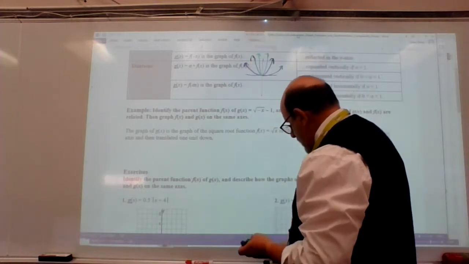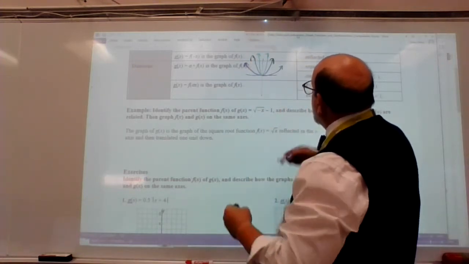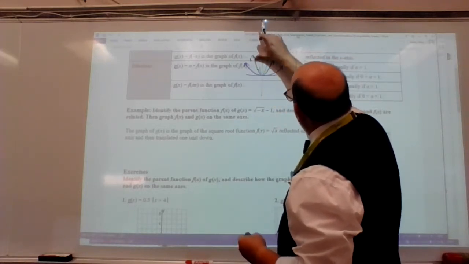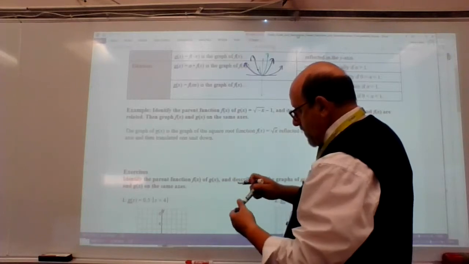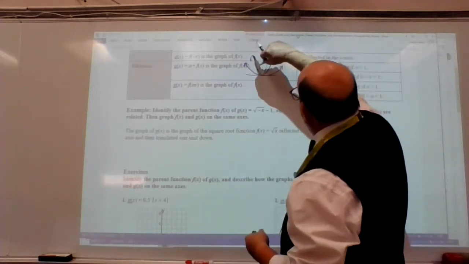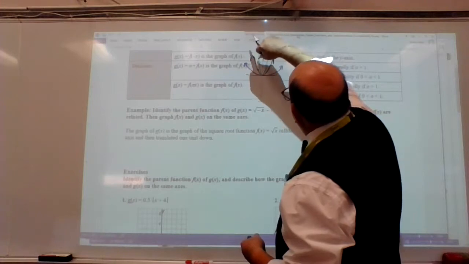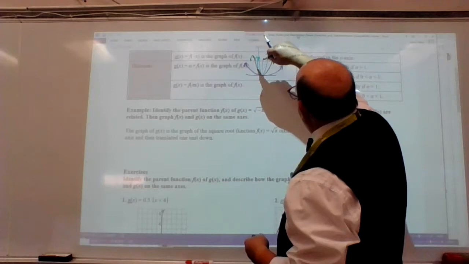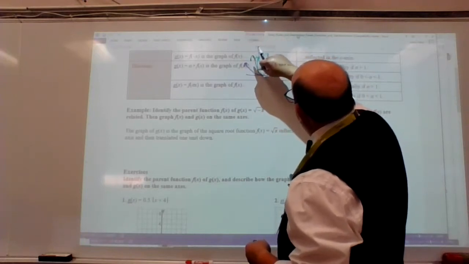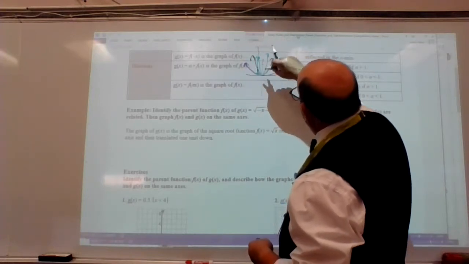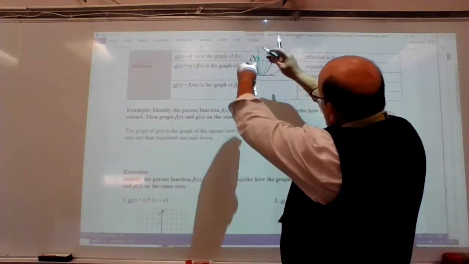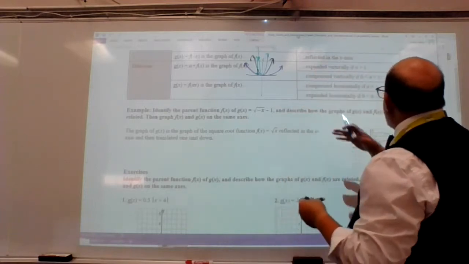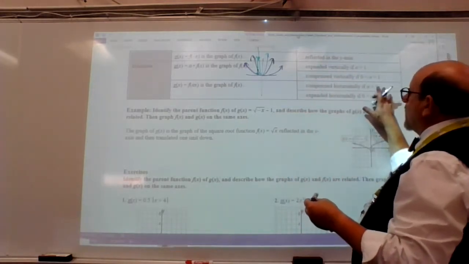If we look at this point here on the parent function, and then we go up here on the new function, we look at 1, we've expanded that way up here, right? We've stretched it way up. Well, here 1 has been pushed down right here. It's been compressed down toward the x-axis. And so this is the same idea, right?